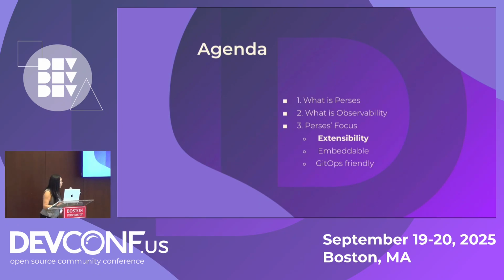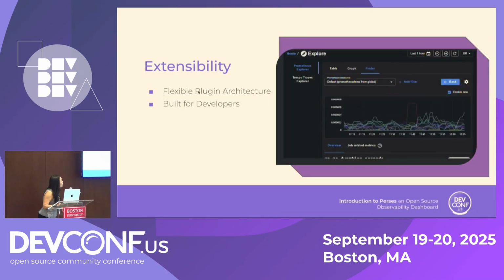And now we'll move into the last section, which is Persis's focus. And the first focus that we'll look at is extensibility. So Persis's flexible plugin architecture allows the community to easily add functionalities without altering the core Persis application. The benefit of this architecture is that the core application remains stable while new features are developed and maintained separately as plugins. This reduces the complexity of the main code base and makes it easier to update, debug, and manage. And this allows developers to more easily extend the capabilities of Persis.